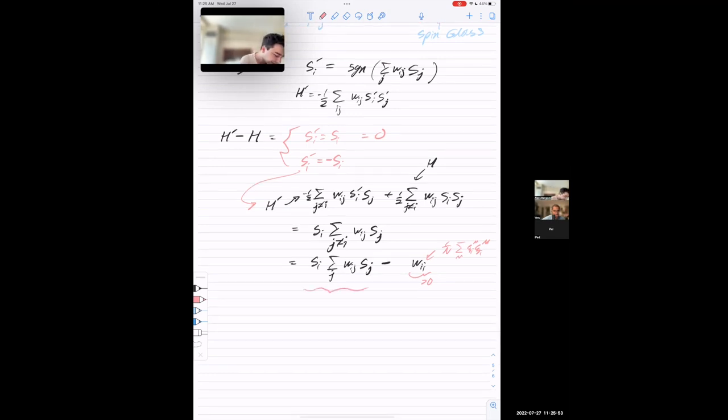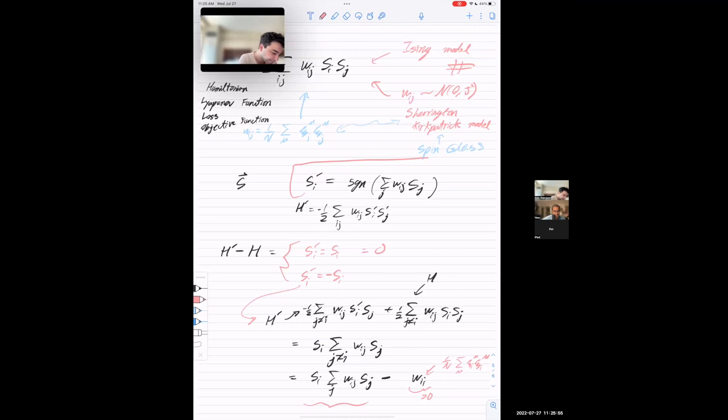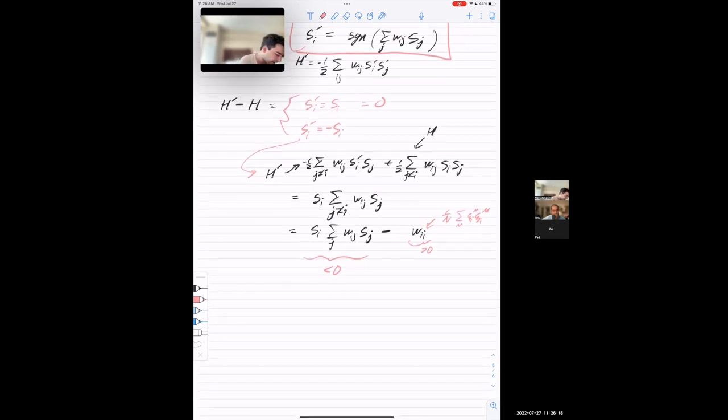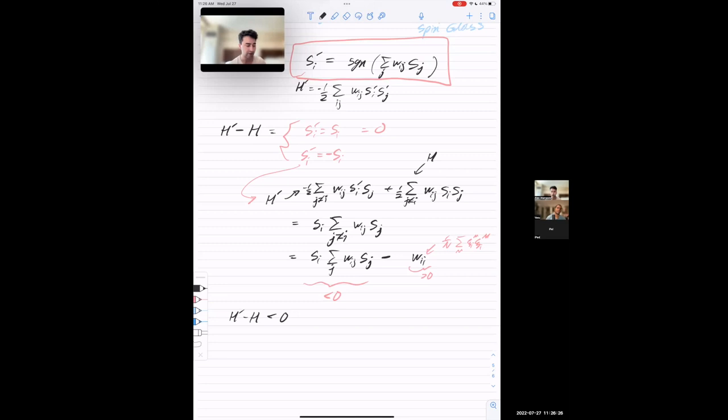And then if we look at this other term, because of the update rule, we know that this appears in the sum of the sign. We know that s_i has to have the opposite sign of these because there was a spin flip. By the definition of there being a spin flip, this has to be less than zero. And so you get two terms, and thus you get that H' minus H is always less than zero. Does that make sense? The first term was because of the definition of why there was a spin flip. It was because that sign function took us to the other side. Yeah, this makes sense.